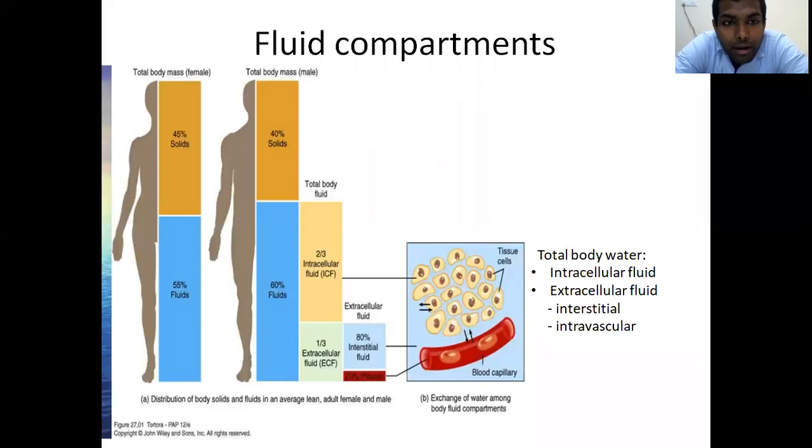Now, what are the fluid compartments? In a female, the solid component of the body is 45%, whereas it is 40% in male. Fluids make up 55% of the body mass in females and 60% of the body mass in males. Out of the 60% of fluid, 2/3 is intracellular fluid and 1/3 is extracellular fluid. Among that, 80% is your interstitial fluid and 20% is the plasma. So the total body water is intracellular and extracellular fluid, in which there is interstitial and intravascular fluid.